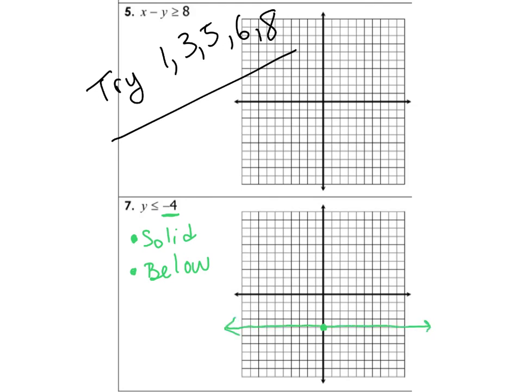And we're saying everything less than or equal to that, right? So that means everything below that line is included. So we're going to shade it below. Okay, and that's it for 5.4.